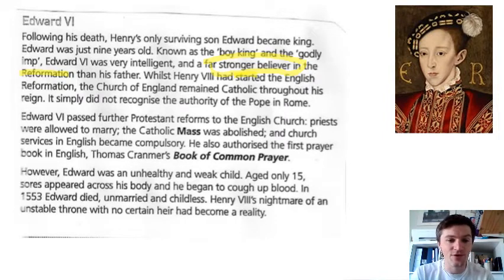Edward passed further Protestant reforms to the English Church. Priests were allowed to marry. The Catholic Mass was abolished, and church service in English became compulsory. He also authorised the first prayer book in English, Thomas Cranmer's The Book of Common Prayer.